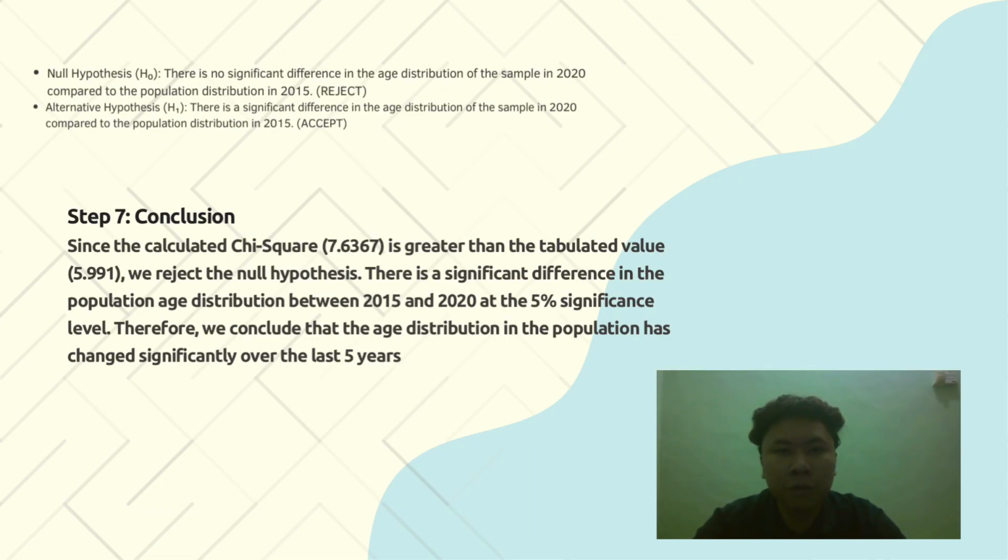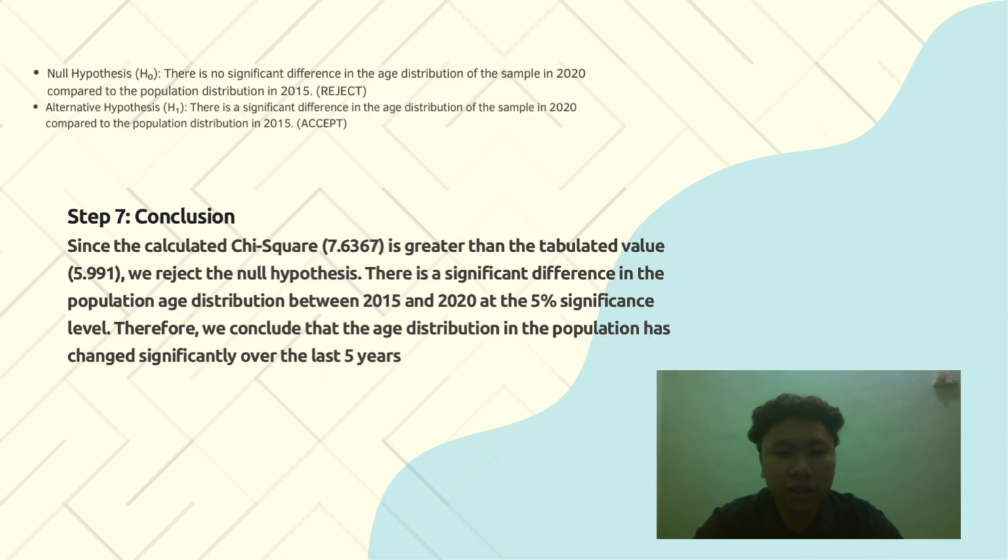Now we move to the final step, which is drawing the conclusion. To make a decision, we need to compare two values. The first one is the calculated chi-square value, which is 7.6367, and second, the critical value, which is 5.991. After comparing these values, we can see that 7.6367 is greater than 5.991.